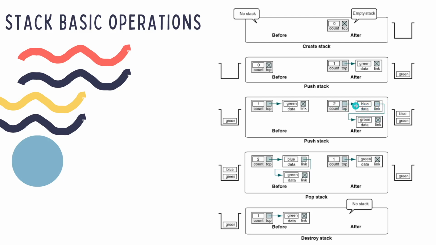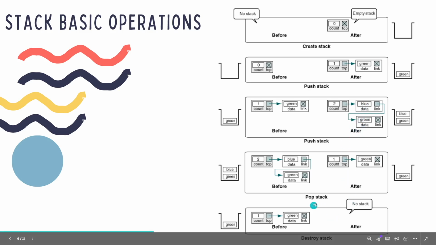So, top should point to it, and I should create a link between the previous element, that is green, and the present element, which is blue. So, I should put the address of green on blue, right. Thereby I create a link between blue and green, that is the first and the second nodes in this case. So, now I try to make a pop operation.